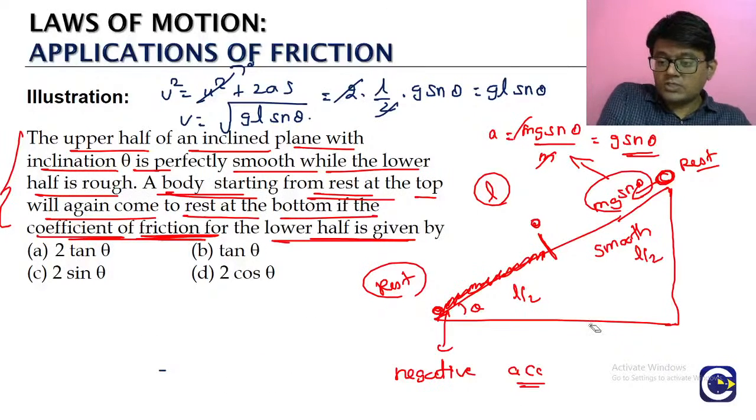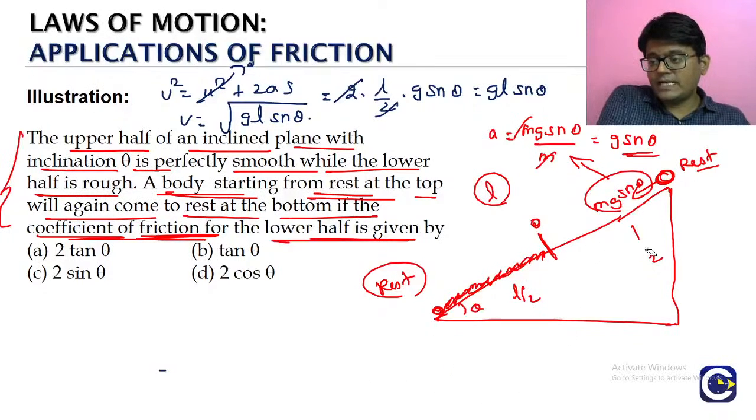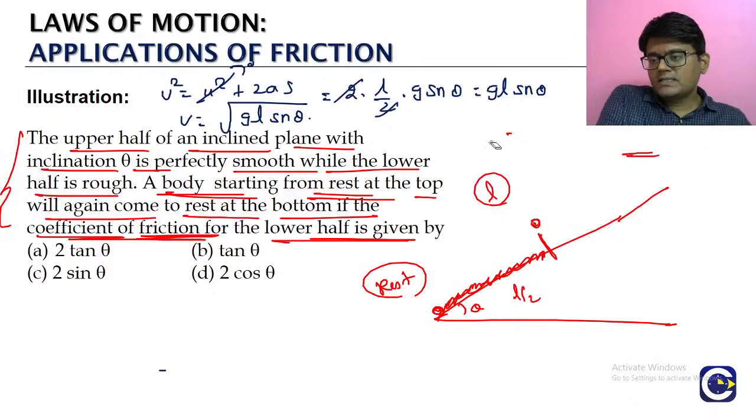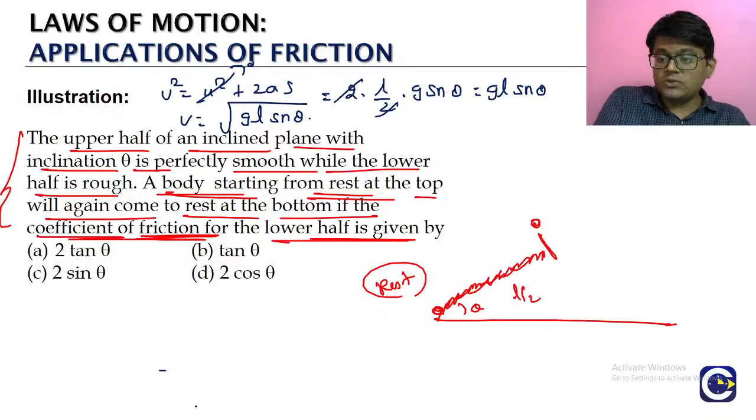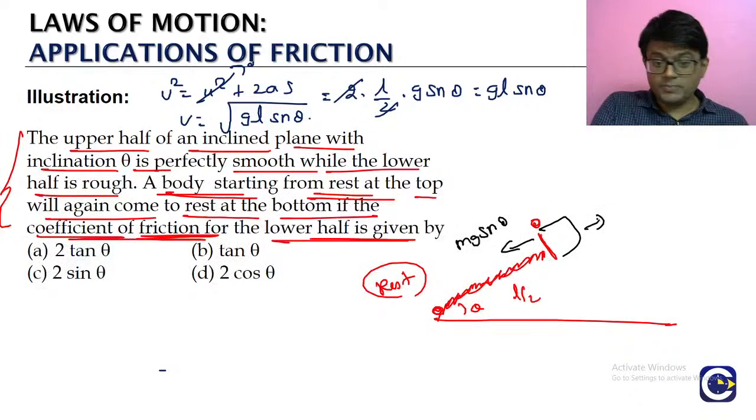Now let us only focus on the second part. First part is over, so we are done with it. Let us just look at the second part. Again it has to cover a displacement of L by 2. So we are only focusing on the second part. Now, once we are going through the second part, there is a down-the-plane component of weight, which is mg sin theta. But there will also be friction coming into picture, right? It's a motion, so friction is kinetic friction.